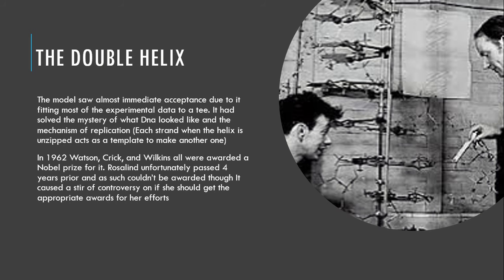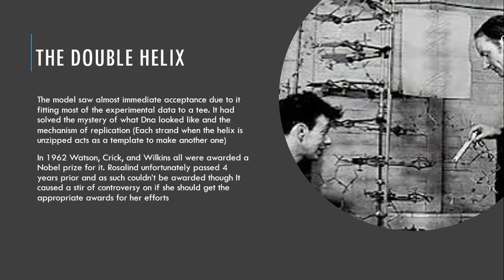Next. So the two-pair finished model in 1953 was almost immediately accepted by the scientific community because it fit all the experimental data up to then perfectly. It also helped reveal how DNA replication basically worked, which is that it unzips, and then each strand acts as a template to make a complementary one, to then reproduce the DNA.